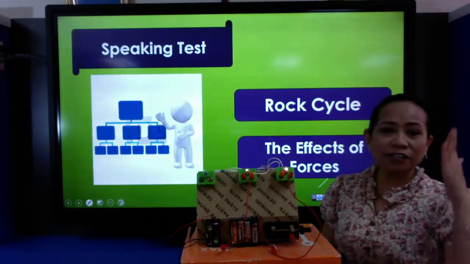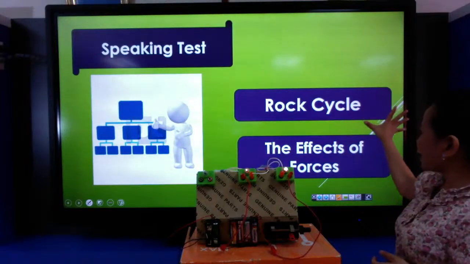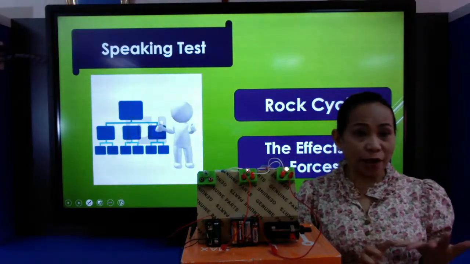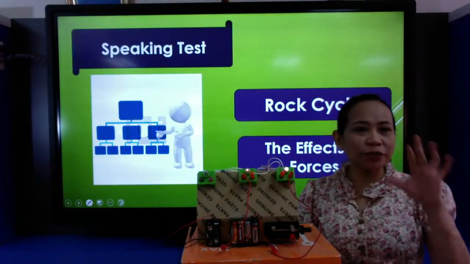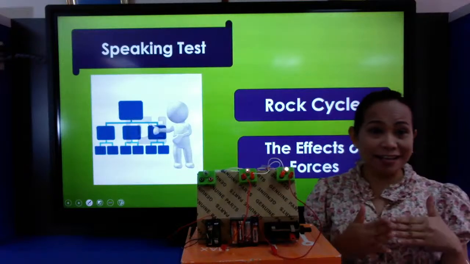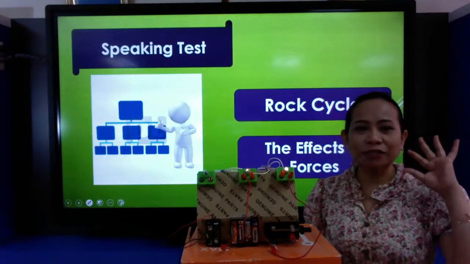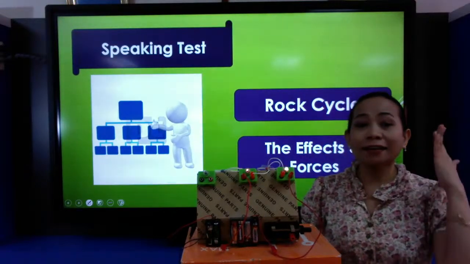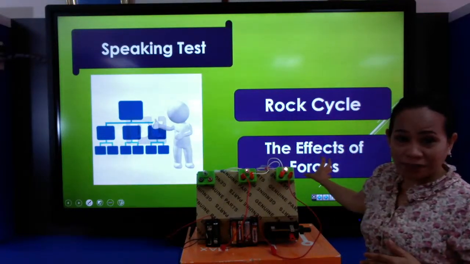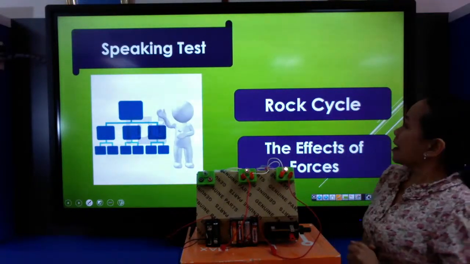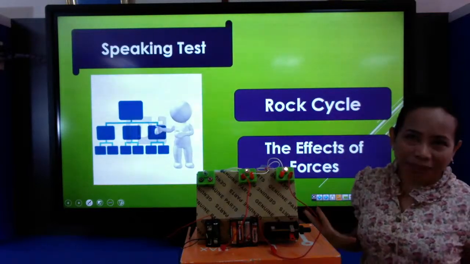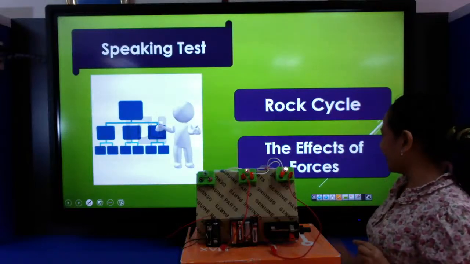For the speaking test, you can choose either the rock cycle or the effects of forces. In effects of forces, I will show pictures and you will identify how the forces affect our daily activities. I'm going to give you 6 pictures and you tell something about them. For the rock cycle, you're going to explain about the cycle.